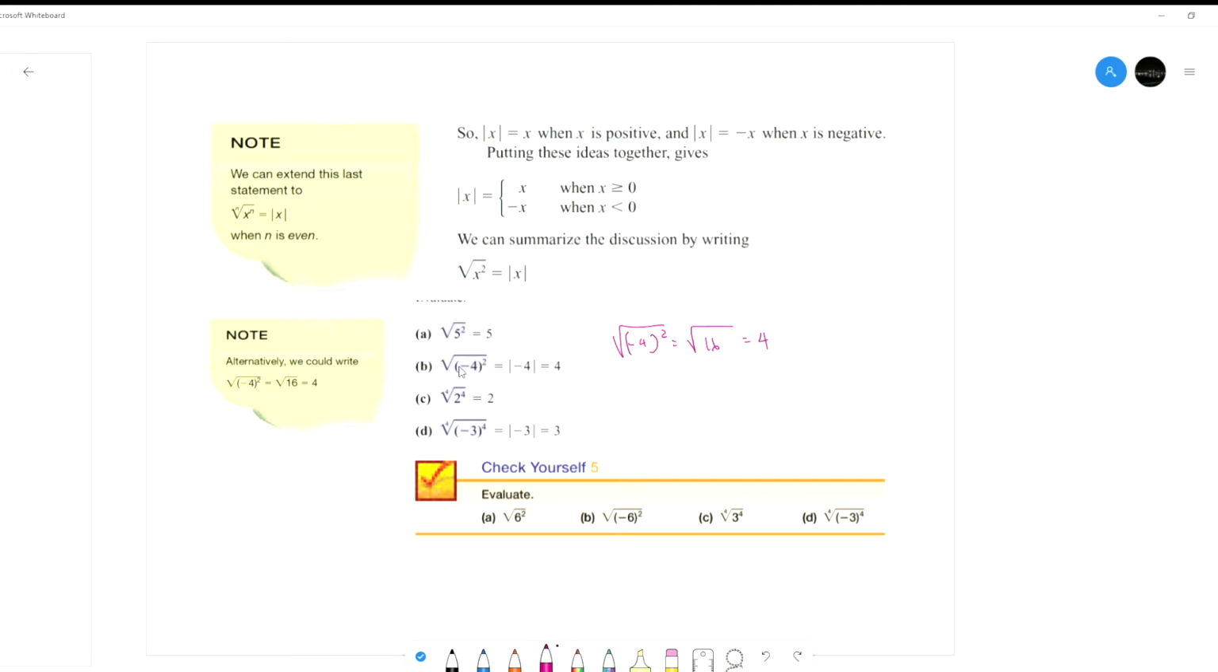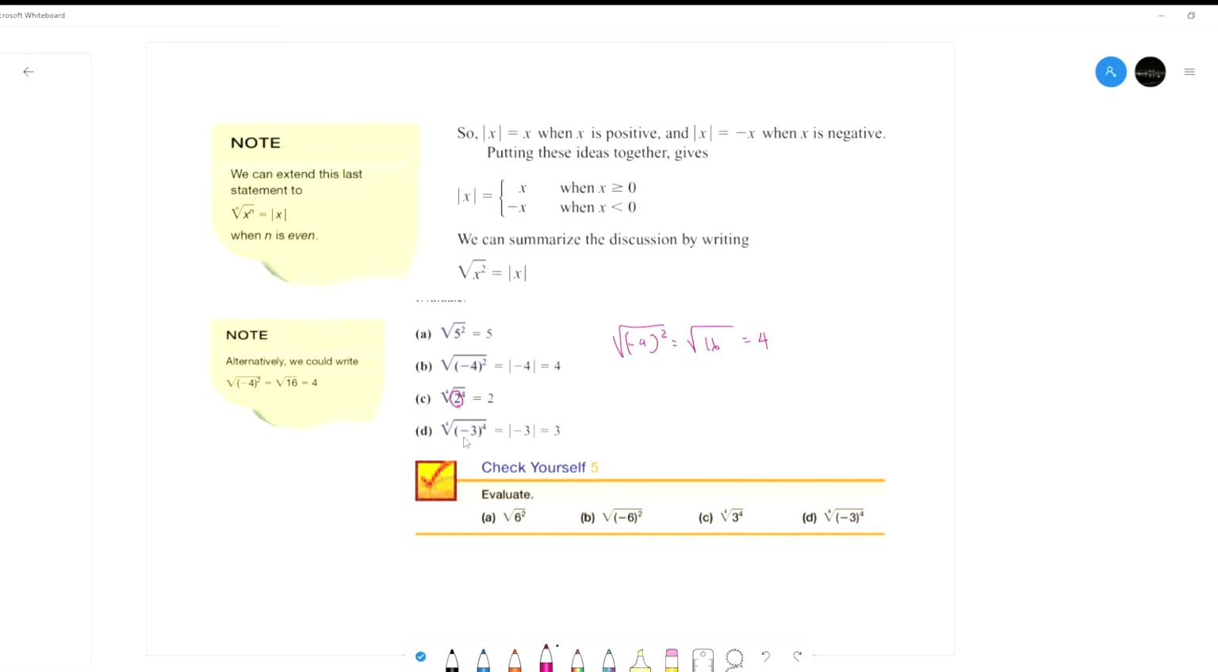But here you can't, right? You can't get a negative number. So you should always write the absolute value symbol to ensure that you get a positive number as your solution. Right? Same with part C. The index and the exponent are the same, so this number is the solution, 2, right?